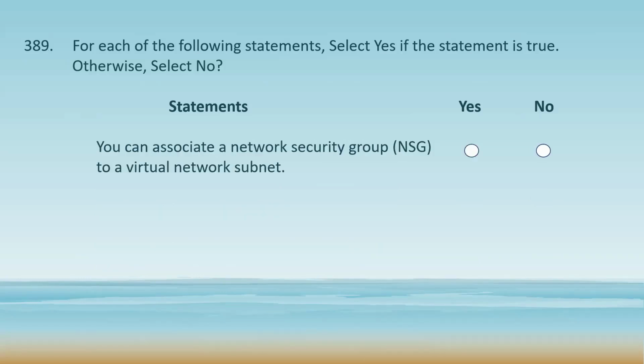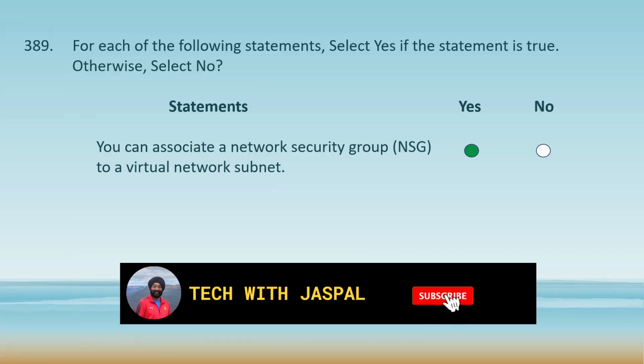And the first statement is, you can associate a network security group to a virtual network subnet. This statement is correct, my friends. You can associate an NSG directly with a virtual network subnet to control traffic to and from all resources within that subnet.